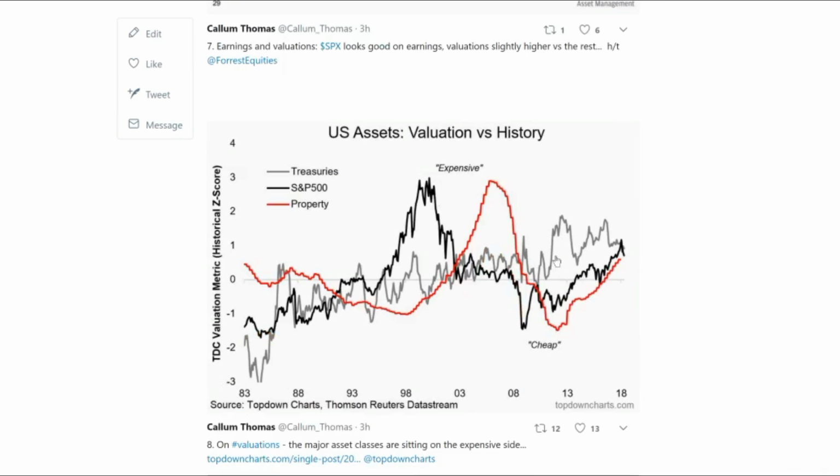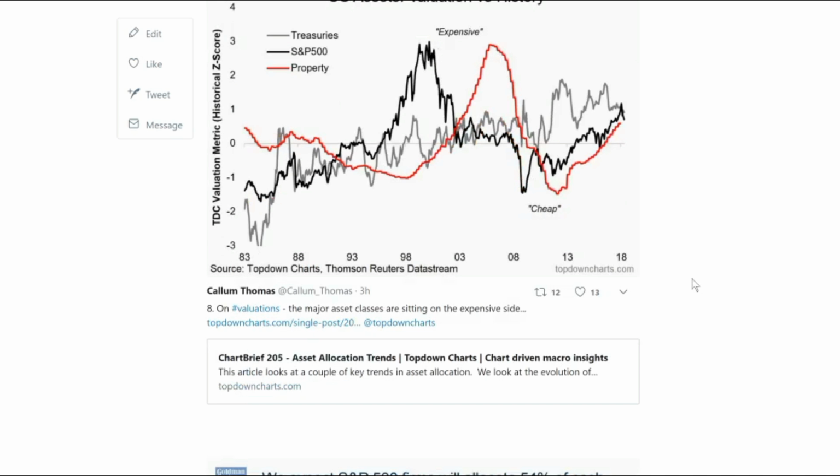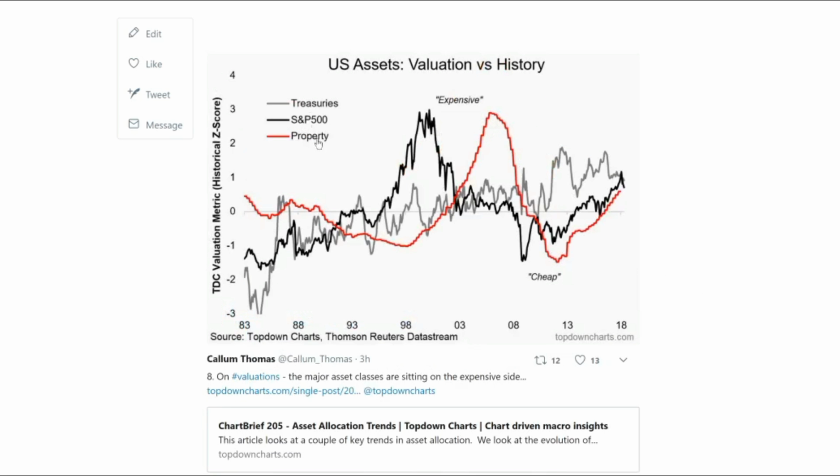Number 7. Nope, number 8. Just checking. US assets, valuation versus history. This is the three major asset classes really: treasuries, S&P 500, and property, residential property. And on all of these asset classes, they're all on the expensive side.